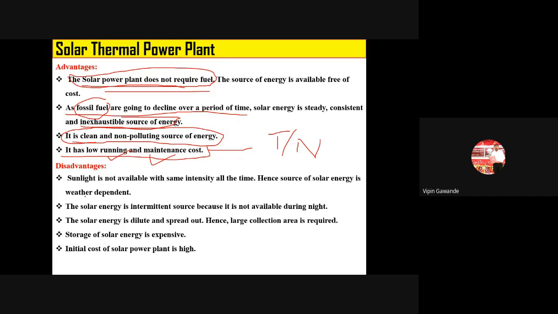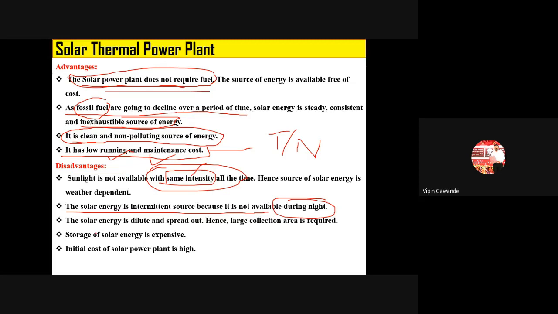Sunlight is not available at the same intensity at all times. In the morning we will get less sunlight, in the afternoon more, and in the evening less. So what will happen, the generation of this heat energy will vary. So intensity is not the same at all times. Solar energy is intermittent because it is not available during the night. At night solar energy will not be available. So that is the disadvantage of the solar thermal power plant.